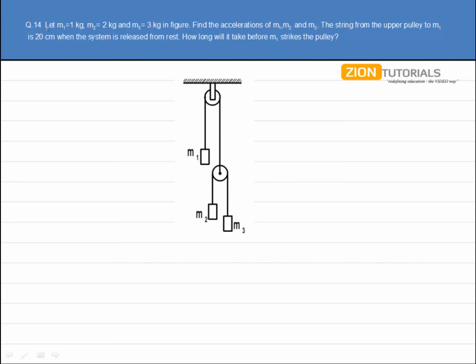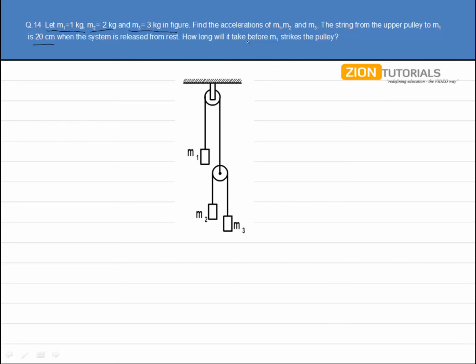As the question says, let m1 equals 1 kg, m2 equals 2 kg and m3 equals 3 kg in the figure. Find the accelerations of m1, m2 and m3. The string from the upper pulley to m1 is 20 centimeters when the system is released from rest. How long will it take before m1 strikes the pulley?